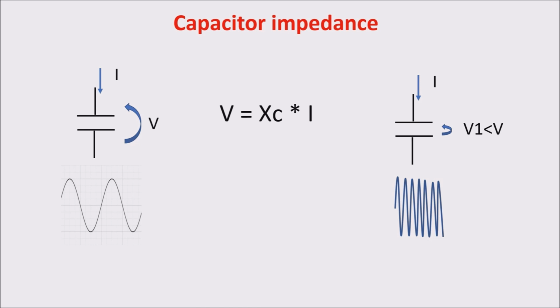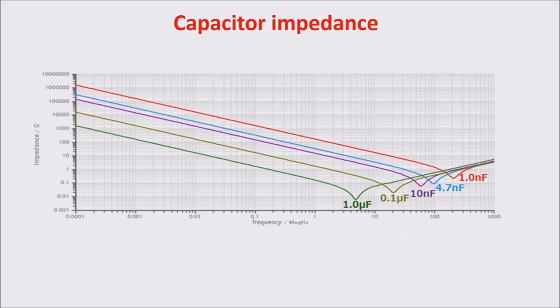Xc is the capacitor impedance, and it measures the resistance to the flowing of the current at different frequencies. This is the impedance formula, and you see it is inversely proportional to the frequency. The larger the frequency, the lower the impedance, so the voltage across it. Here you can see also that another way to lower the impedance is increasing the capacitance. The larger the capacitance, the lower the impedance, and the lower the voltage across the capacitor. So this is the frequency characteristics of capacitors.